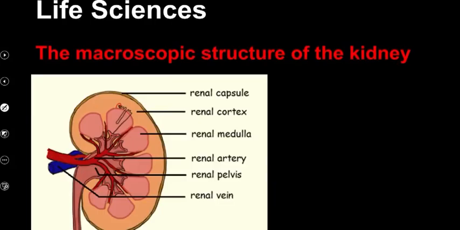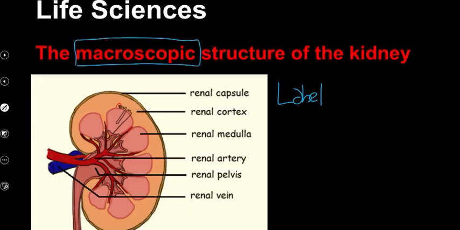Okay, this is a very important diagram. You need to be able to label it. You'll see a lot of the questions that we look at, you need to be able to label it. A lot of the questions are entangled with each other, but this would be a common question that we're going to have. This is the macroscopic structure, which means I can see it with my eyes. I don't need a microscope, and that is the macroscopic structure of the kidney.